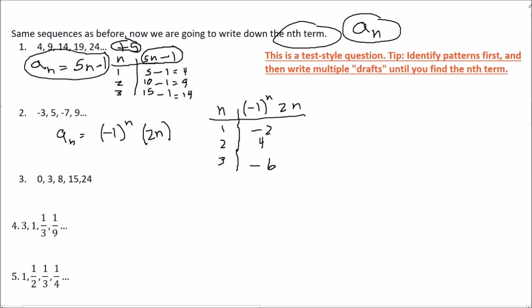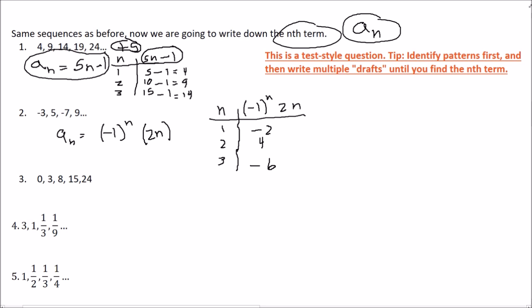Okay, so I've done enough work here to know if I'm on track or not. Let's see. We said it would be alternating. I have something alternating, negative, positive, negative. Okay, that's good. We said it would be adding 2 every time. 2, 4, 6. Okay, I have all the patterns there. But again, it's not quite right. -2, 4, 6.